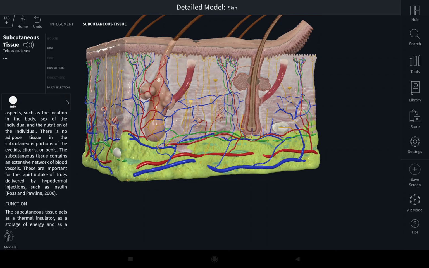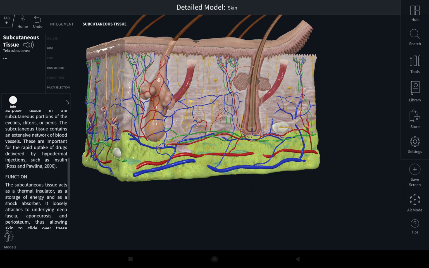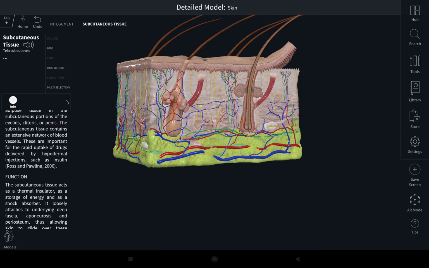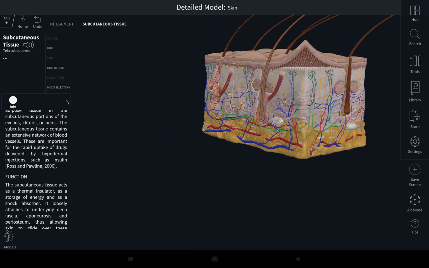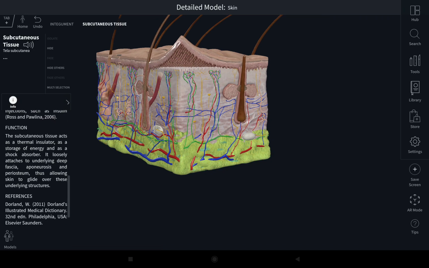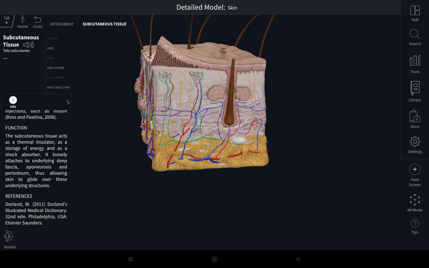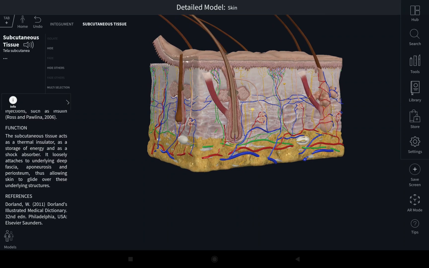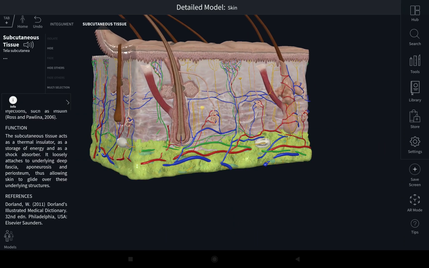Functions of subcutaneous tissue. The subcutaneous tissue acts as a thermal insulator, as a storage of energy, and as a shock absorber. It loosely attaches to underlying deep fascia, aponeurosis, and periosteum, thus allowing skin to glide over these underlying structures.